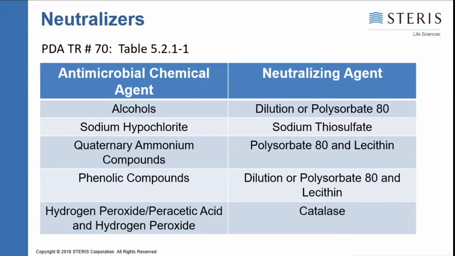So in regards to neutralizers, it's very critical to have the correct neutralizer to neutralize that active component. As an example, with hydrogen peroxide and peracetic acid, you've got to add 10 microliters of catalase to neutralize the hydrogen peroxide to get it to work. With phenolics, you could use Tween and lecithin or polysorbate 80 and lecithin. With quaternary ammoniums, you can use lecithin and polysorbate 80. With bleach, which is sodium hypochlorite, sodium thiosulfate. Alcohols, dilution with water, or polysorbate 80. And this comes from PDA's Tech Report 70.